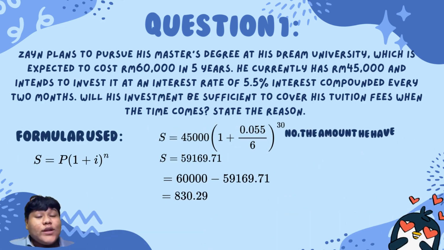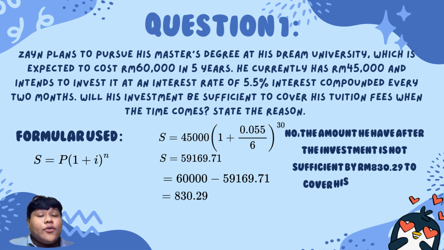For the first step, we need to identify the formula we need to use to get the answer. From the keywords given, we know that we need to use the future value formula. The formula is S equals P times (1 plus I) to the power of N. Our P is 45,000. Our I is 0.055 over 6. Our N is 30. Replace the amounts from the question into the formula. So, insert the amounts into the calculator.